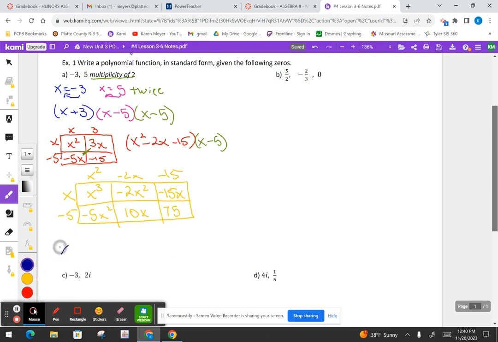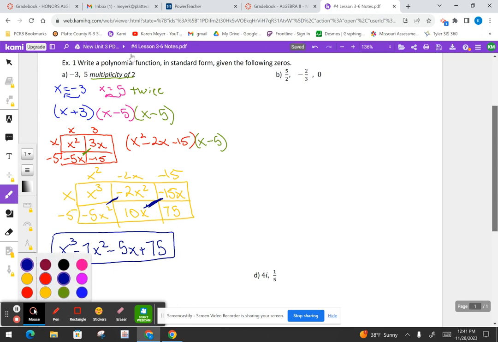And then we're going to have x to the third. Then combine your x squareds here for negative 7x squared. And remember, when you switch to adding, you do not change the exponent, just the coefficient. And then you're going to add these two like terms here together and get negative 5x. And then keep plus 75. And that would make your final answer. Let's go on to the next one.